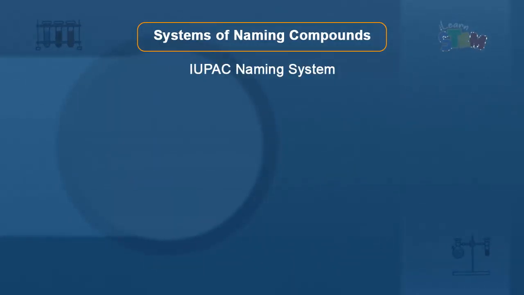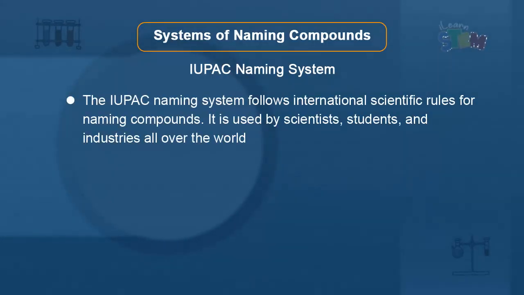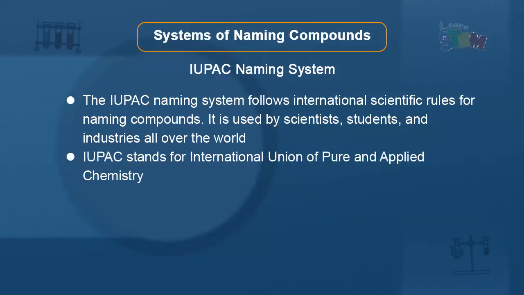IUPAC naming system. This follows international scientific rules for naming compounds. It is used by scientists, students, and industries all over the world. IUPAC stands for the International Union of Pure and Applied Chemistry. It is a global organization that standardizes chemical nomenclature, terminology, symbols, and other important aspects of chemistry.